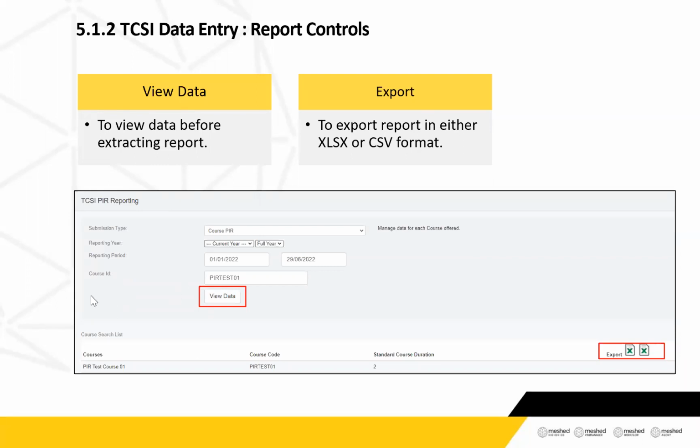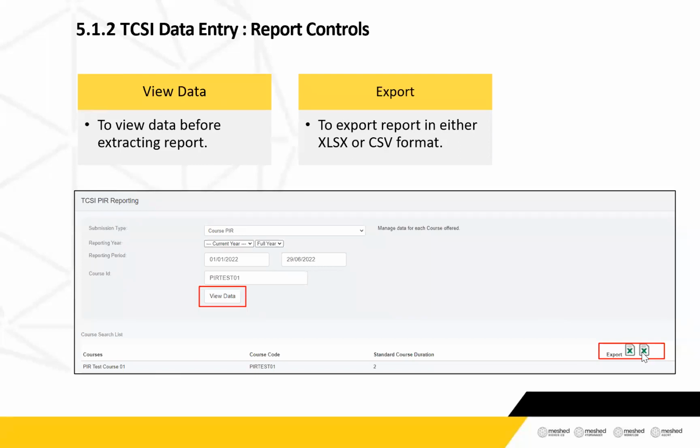For example, in here, I've added course ID as PIR test 01, and hence the system has provided me only that record for the course PIR. Then the next control is export. So you can see two options here.